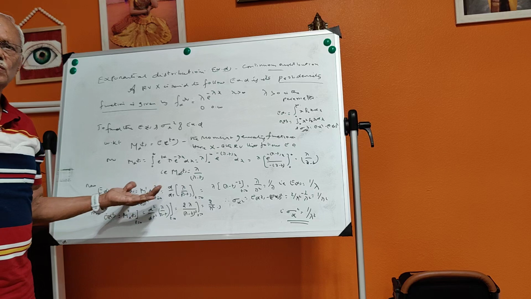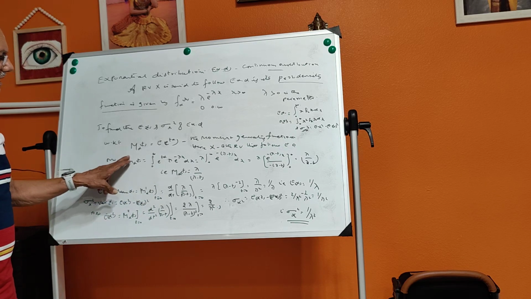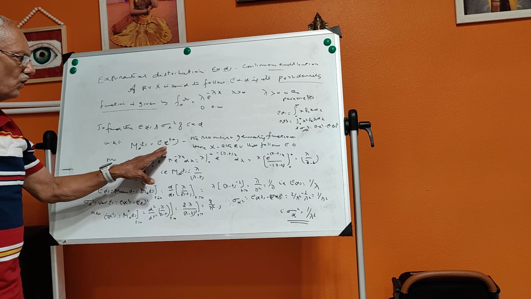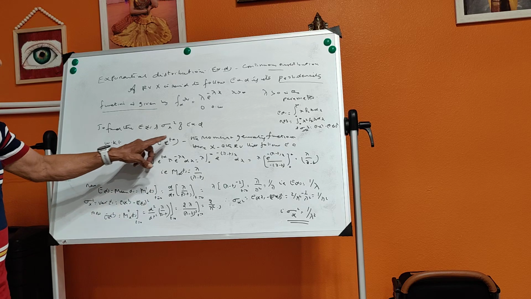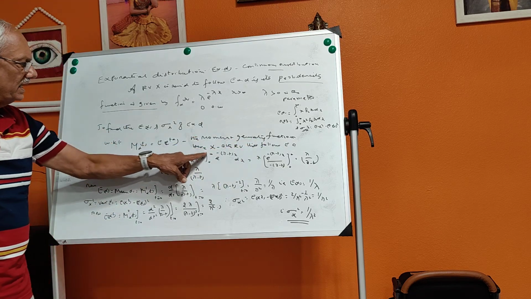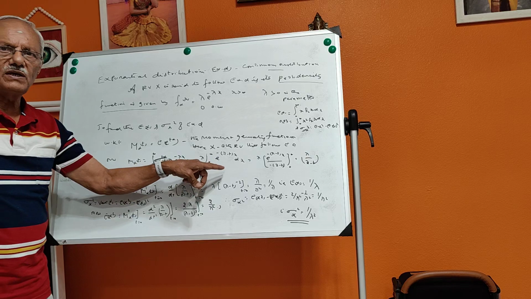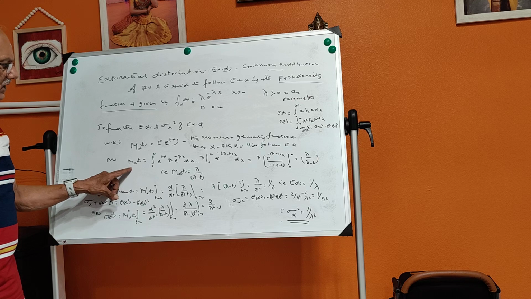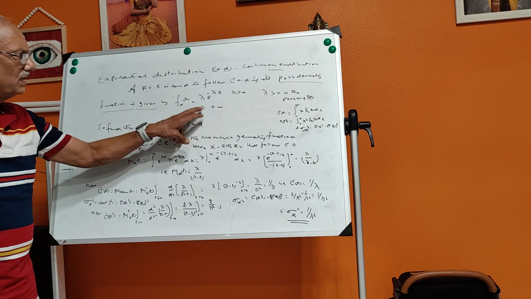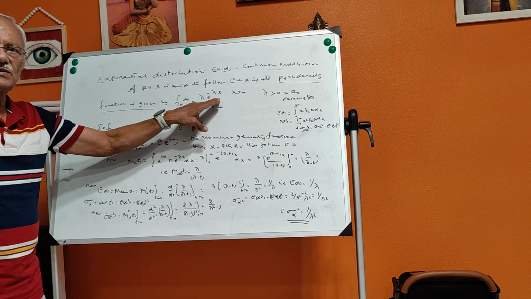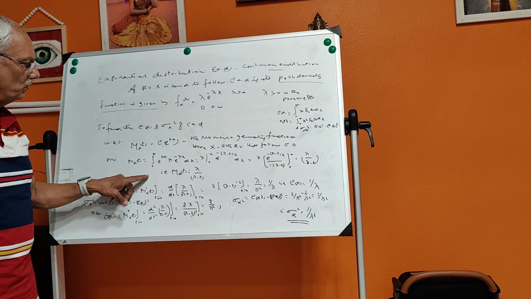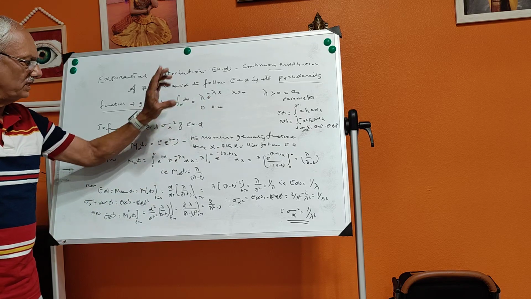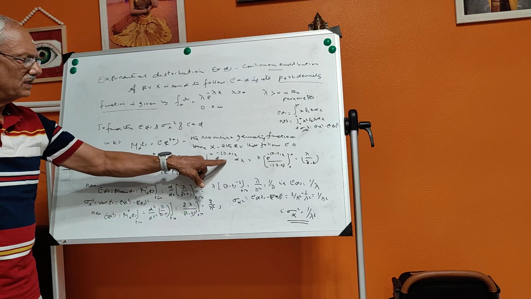But I have chosen to use the moment generating function. The moment generating function M_X(t) is given as E of e to the power of tX, where X is the random variable that follows the exponential distribution. Therefore M_X(t) is given by the integral from 0 to infinity, because this distribution is defined in the interval 0 to infinity, of e to the power of tx into the probability density function, that is lambda into e to the power of minus lambda x.